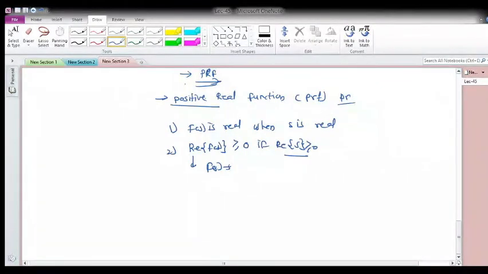Okay, so what is this basically? This is basically the mapping from s to f of s. Okay, this we already know, f of s is real when s is real, but now this is a different property. The real part of f of s has to be greater than or equal to 0 if the real part of s is greater than or equal to 0. Okay, so this is basically a mapping.